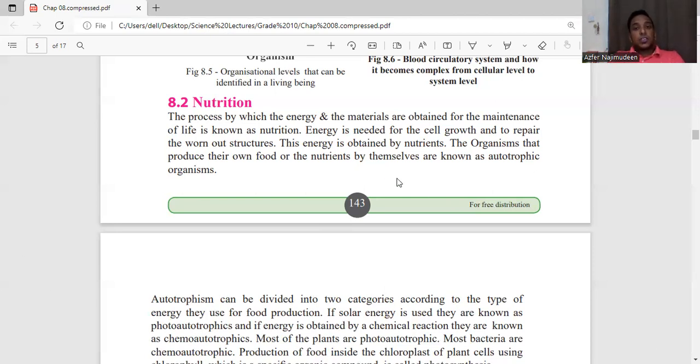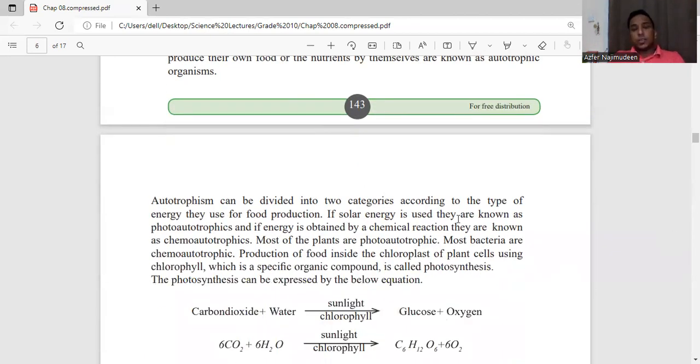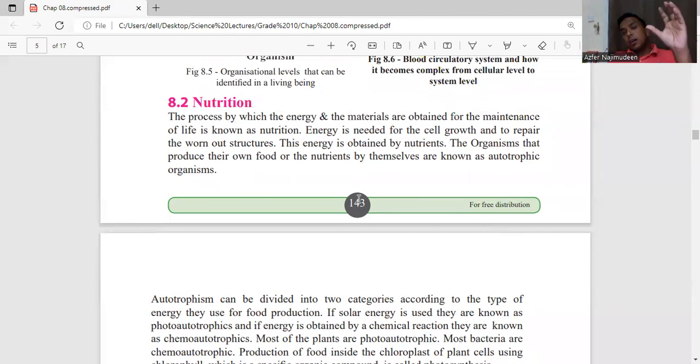This energy is obtained by nutrition. The organisms that produce their own food, or the nutrition, by themselves are known as autotrophic. I don't need to go into detail on this. This is actually in your grade 11 syllabus on photosynthesis, right? So organisms that produce their own food. There are two types of organisms. One is autotrophic organisms. The other one is heterotrophic organisms.